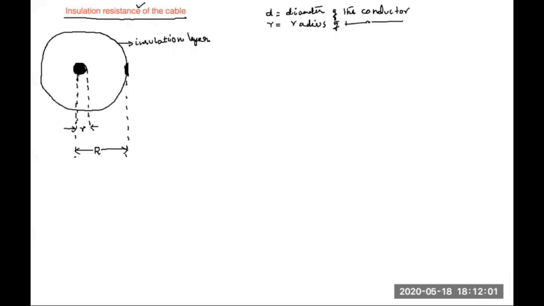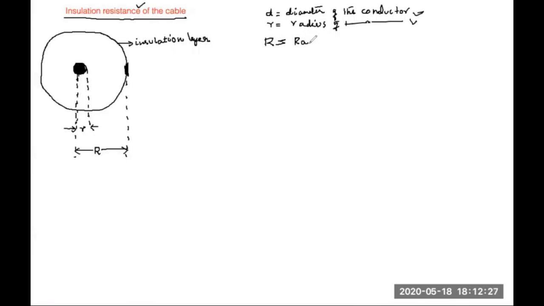Now let us start the derivation. I have written here: small r is the radius of the conductor, small d is the diameter of the conductor, and capital R is the radius of the cable.